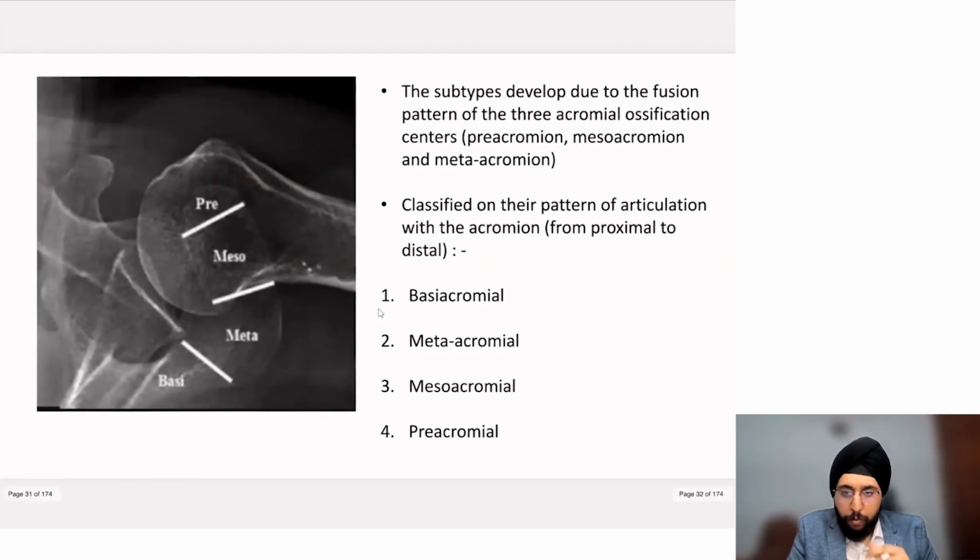So we don't need to go into details for that, but we just need to know if we see an os acromiale, it's very easy to identify on a radiograph, but it can sometimes be challenging or easily missed on an MRI because we have to see the most cranial section so as to see whether we have an os acromiale or not.